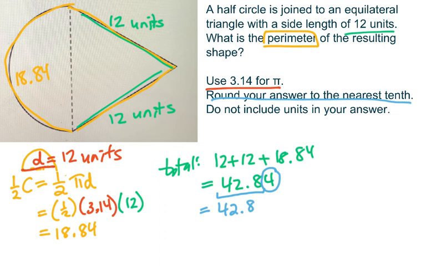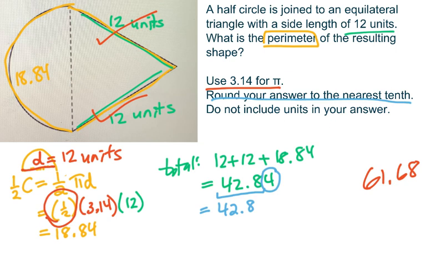If you had the wrong answer of 61.68, you did a lot of things right. So you found 12 units and 12 units, and you knew that you should not include this other side over here. So good job on that one. Where you went wrong is that you did not find half the circumference.